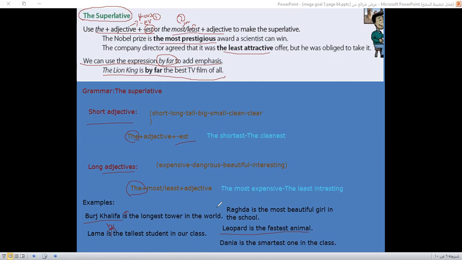Is it clear, Thalith? Is it clear? Yes. Yeah, clear. I need you please to take a screenshot and write this down in your notebook, or you can write it now.